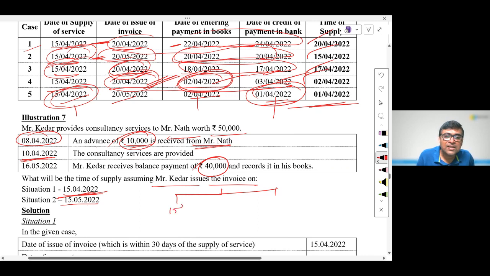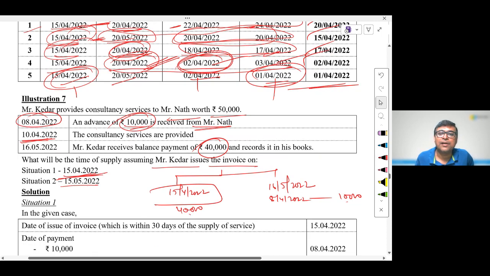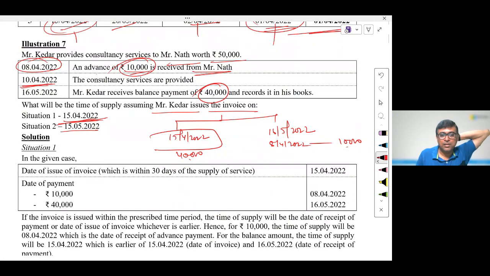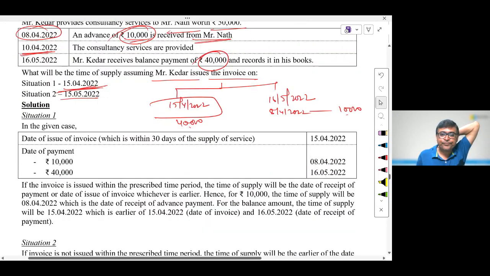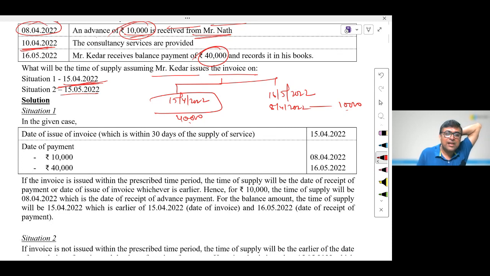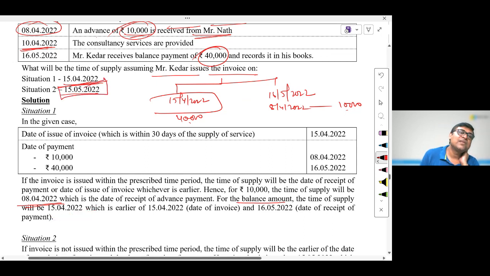Date of issuance of invoice, that is 15th April 22, and the date of receipt of payment, that is 16th May 2022, and one more is 8th April 2022. For 10,000, that should be considered, and for 40,000, this date is relevant, whichever is earlier. For 10,000, 8th April should be considered, and for the balance amount, the time of supply would be 15th April. What happens if 15th May is there? In that situation, instead of 15th April, it would be 10th April.